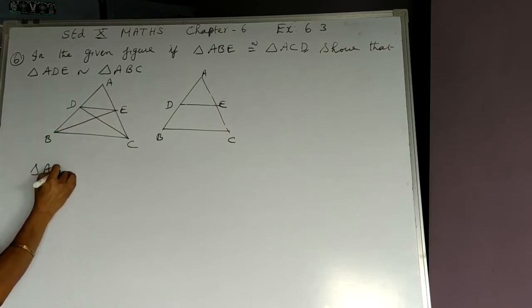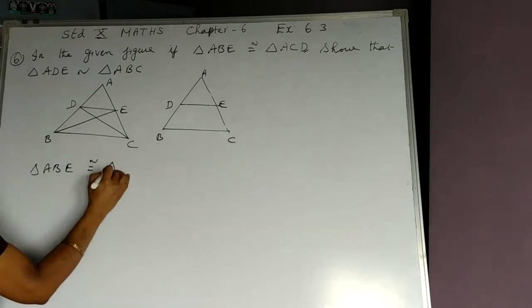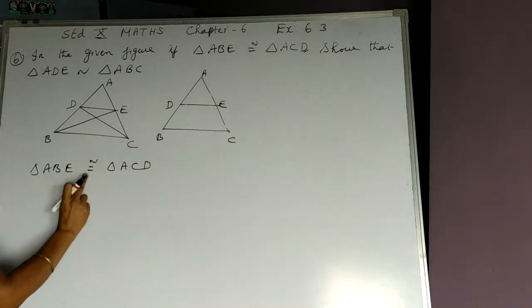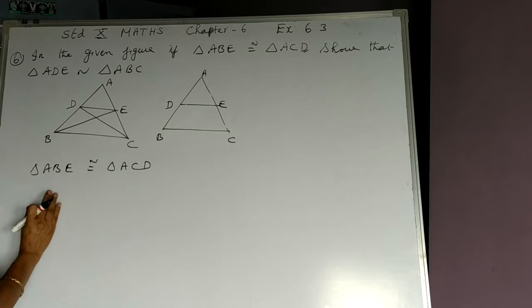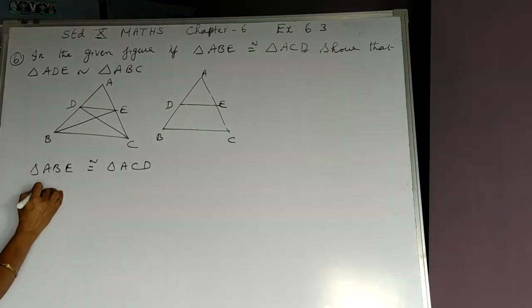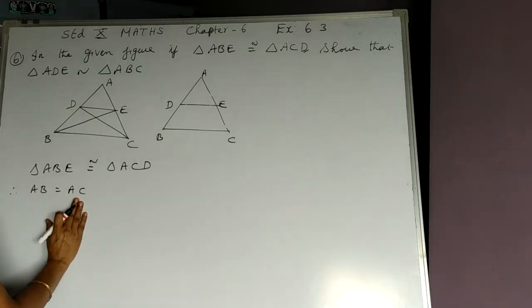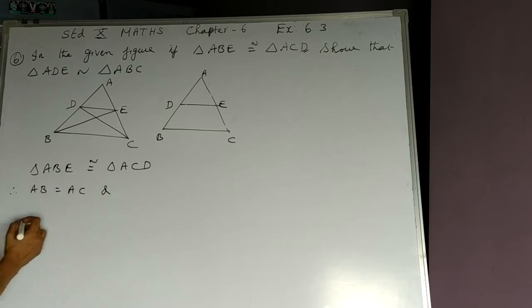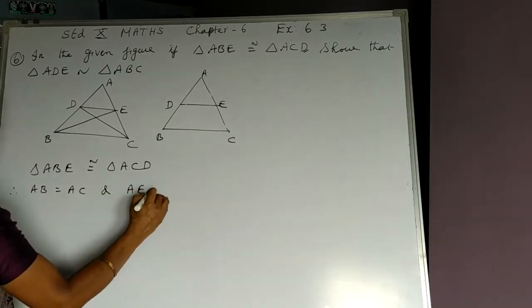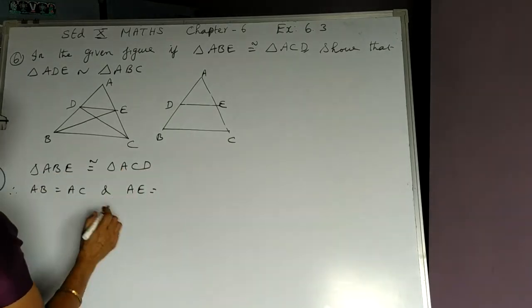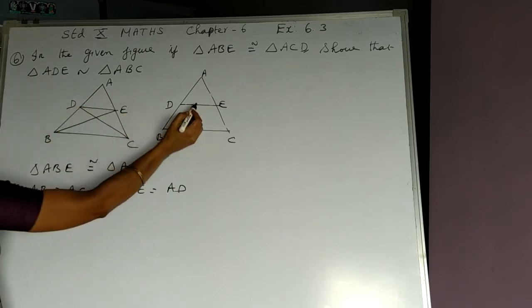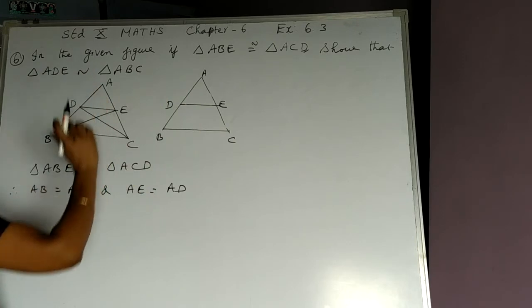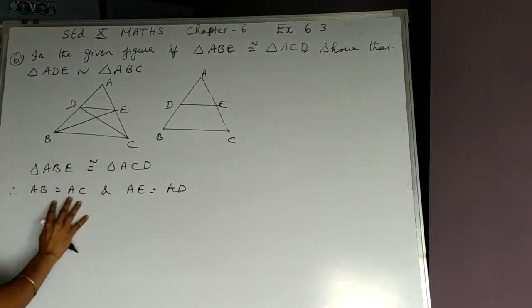So I use the condition given in the question. Triangle ABE is congruent to triangle ACD. You should observe here it is congruence. When two triangles are congruent, remember corresponding sides are equal. So side AB is equal to what? Equal to AC, by CPCT, corresponding parts of congruent triangles. And AE, if you take, it is equal to what? Equal to AD. Right? The third pair we don't want. Remember, these two lines we don't want. So out of 3 sides, we have taken 2 sides.